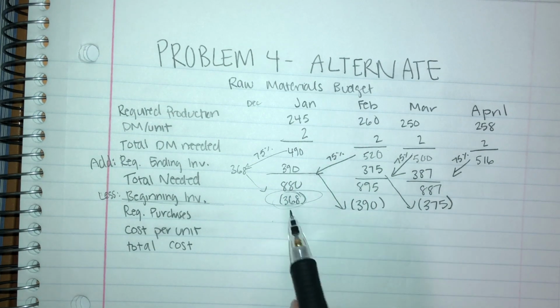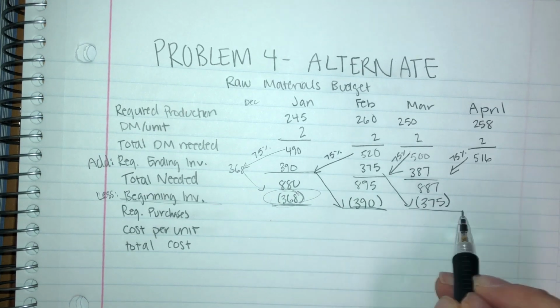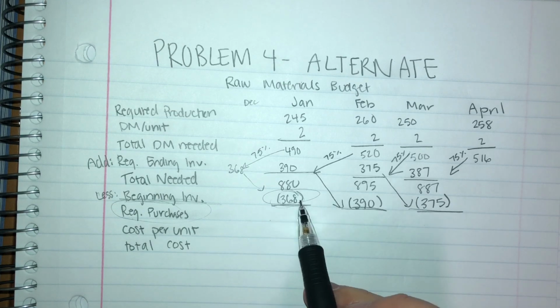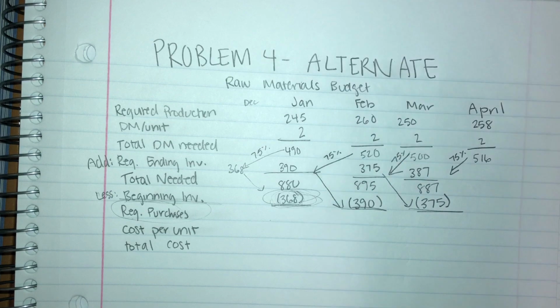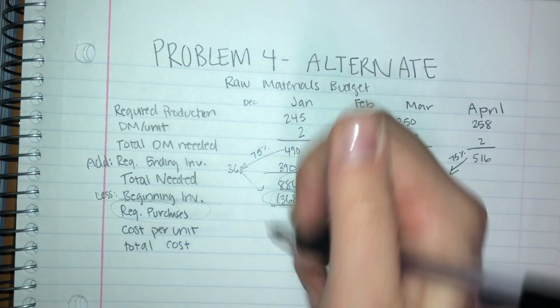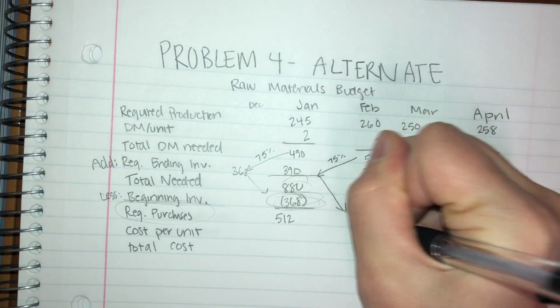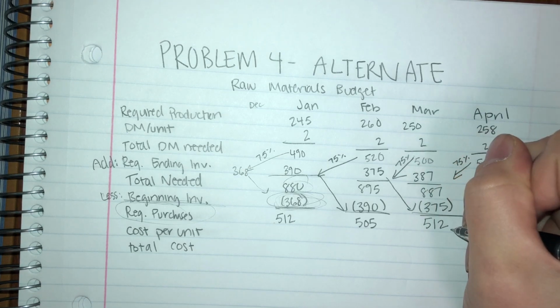So if you got a different number, that's okay. So now I want to know what my required purchases are. If I have my beginning inventory, that's what I'm coming into the month with, so I don't need to reproduce that amount. So I want to back that out of the total needed. So I get 512, 505, and 512 again. Interesting.